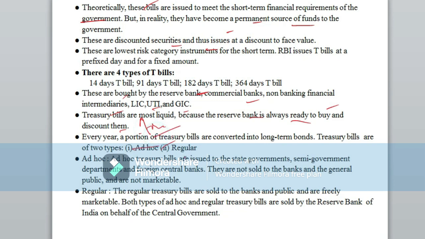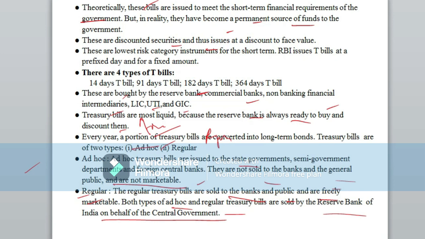How are treasury bills given? Ad hoc and regular. Ad hoc treasury bills are issued to state governments, semi-government departments and foreign central banks, and these are not sold to the banks and the general public, and they are not marketable. What about regular? The regular treasury bills are sold to banks and the public and are freely marketable. Both types, ad hoc and regular treasury bills, are sold by the Reserve Bank of India on behalf of the central government.